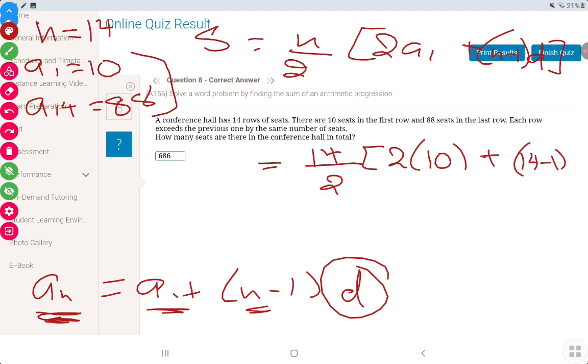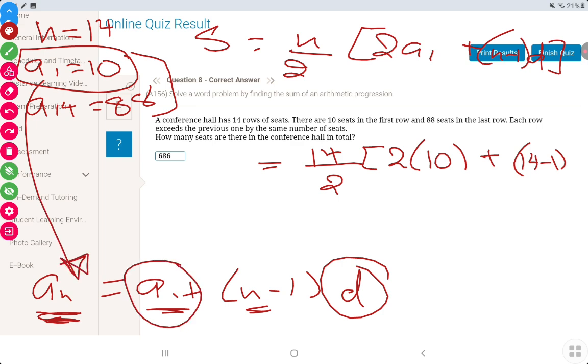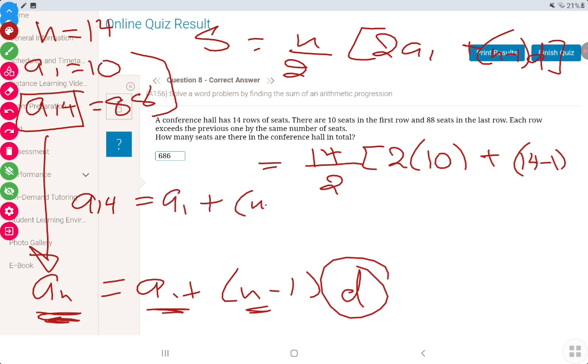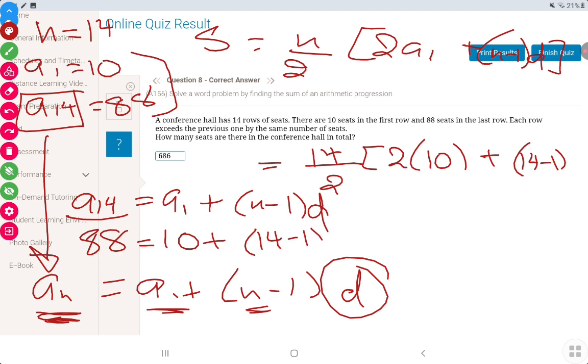Like I said, when you're using this equation, you cannot put a1 into this position. Why? Because a1 is already part of the equation, so you can't put it in twice. So since we can't use a1 as an, we can use a14 as an. So just replace: a14 equals a1 plus n minus 1 times d. So a14 is 88, a1 is 10, plus n, which is 14, minus 1 times d.